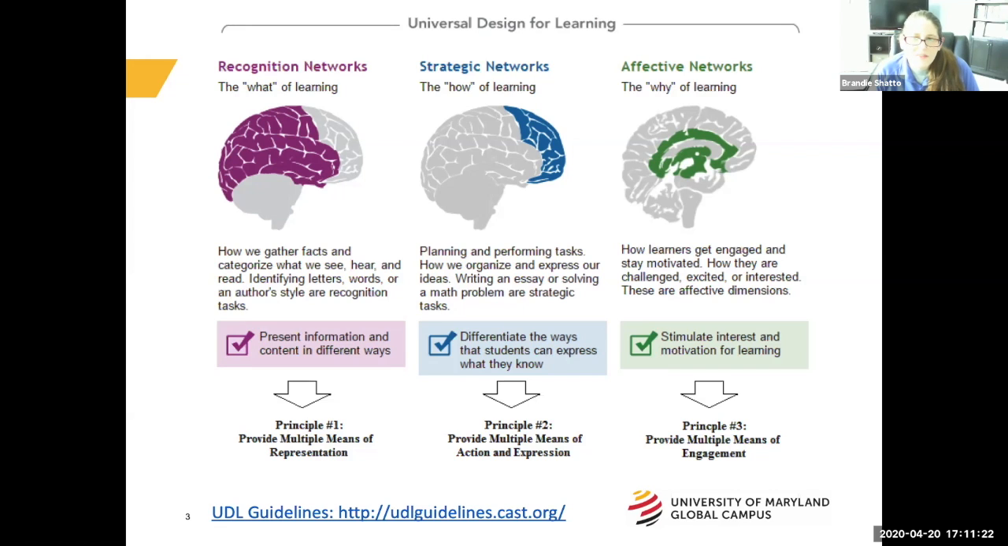And the third is the affective network. So the first two really deal with Bloom's cognitive domain. The third one is the why of learning, or the affective domain. And that's really just thinking about how to get learners engaged and motivated, how to challenge them, how to get them excited. So providing them with multiple means of engagement. And again, just different ways to experience learning, and thinking of ways to make it authentic and relevant to them.